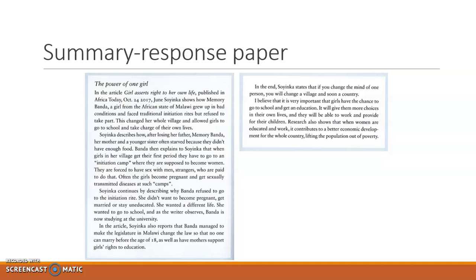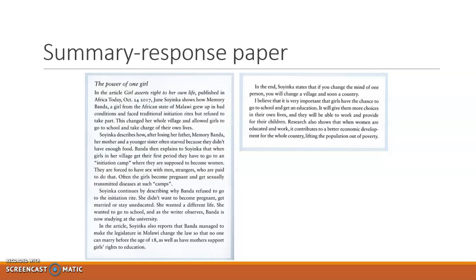So let's read it. In the article Girl Asserts Right to Her Own Life, published in Africa Today, October 24th, 2017, June Soyinka shows how Memory Banda, a girl from the African state of Malawi, grew up in bad conditions and faced traditional initiation rites but refused to take part. This changed her whole village and allowed girls to go to school and take charge of their own lives.